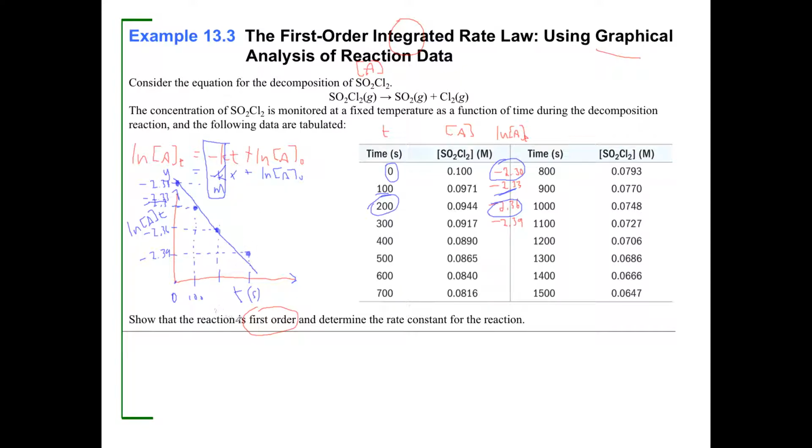Okay, and so if I'm supposed to show it's first order, then I use a first order integrated rate law, and I graph it, and then I say it's linear. Okay, so I have shown that it's first order.